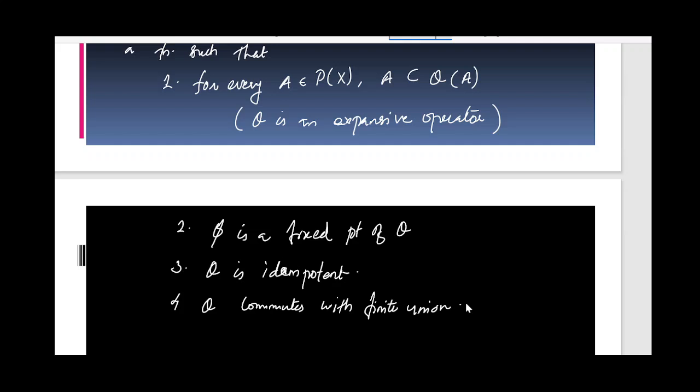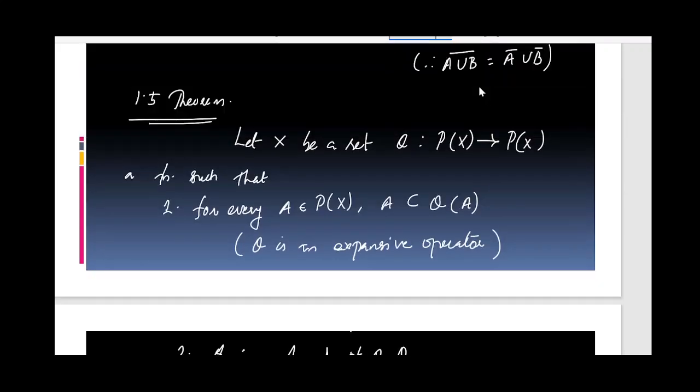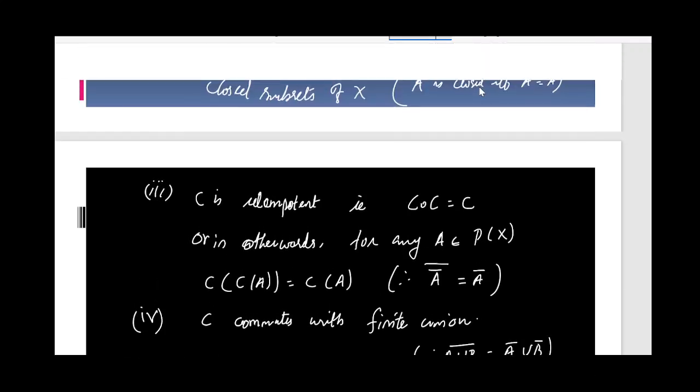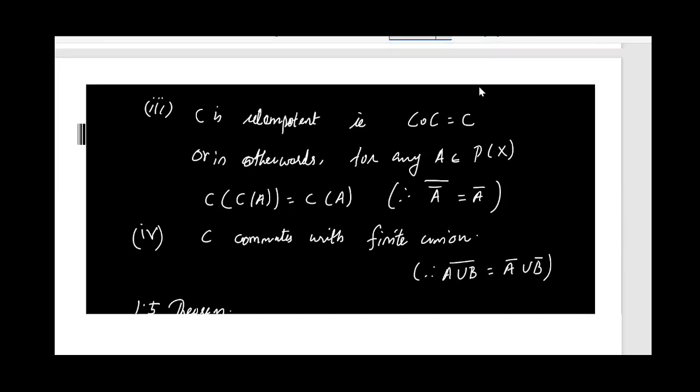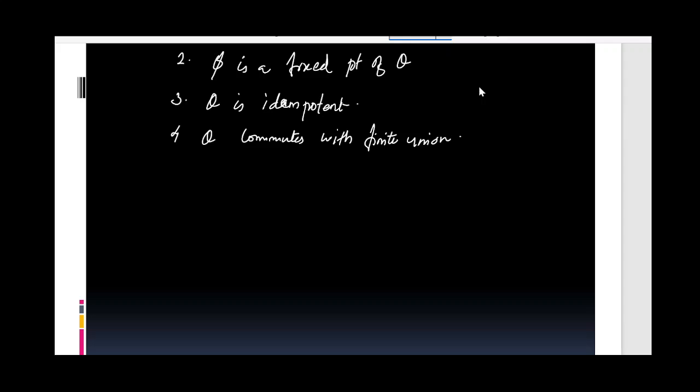So first one, for every A belongs to P of X, A is contained in theta of A. That is, theta is an expansive operator. Second one, the empty set is a fixed point of theta and theta is idempotent. And the last one, theta commutes with finite union. So this exactly resembles what you wrote previously, right? This one, the same closure operator. So what we are going to do is prove that then there exists a topology such that this theta coincides with its closure operator, and the converse part is also true.